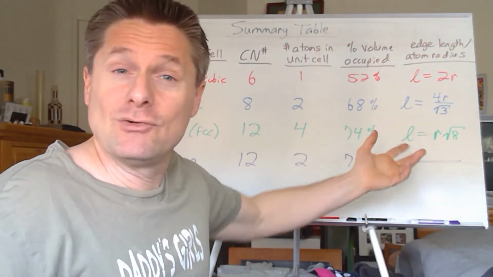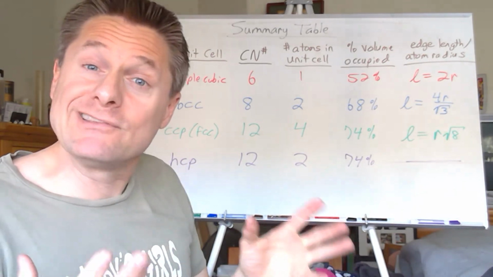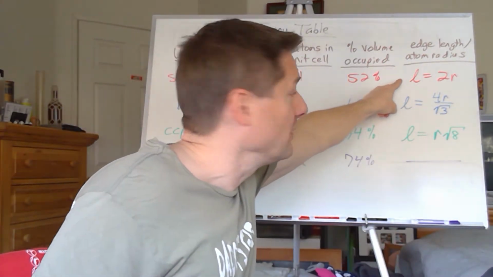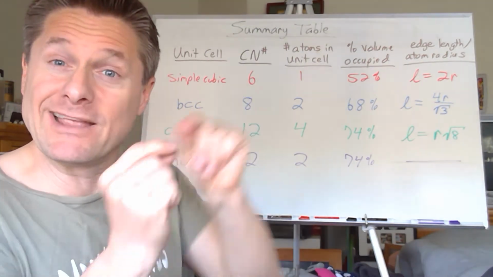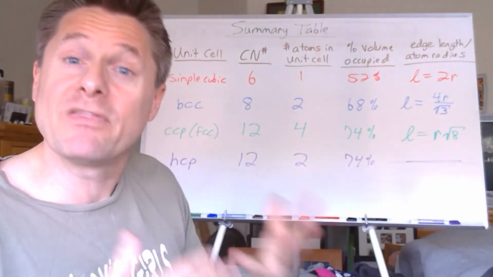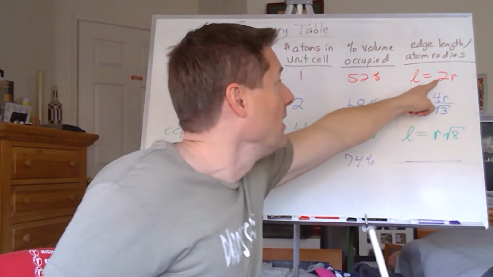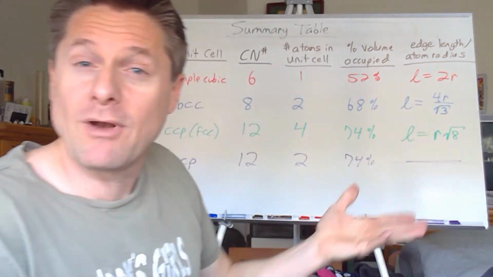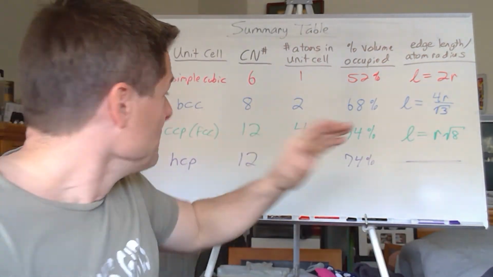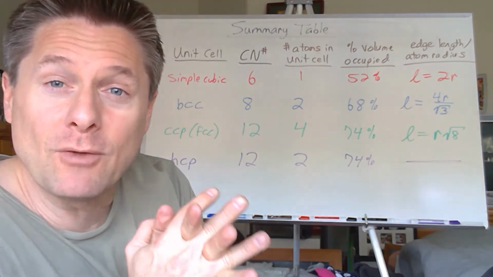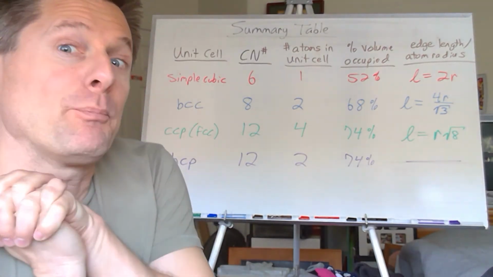So all you have to do to get the volume of the unit cell, because these are cubic, is just cube it. All the edge lengths are the same, so length times width times height, which are all the same, it's just length cubed. If you know the radius, just cube those and you're off to the races. The volume of the unit cell is good. We're not going to do that for the hexagonal closest pack because it's not so pretty.